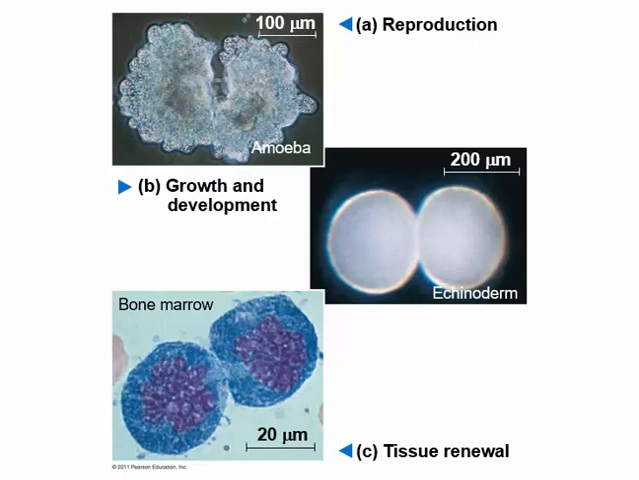If we think more in multicellular type organisms like ourselves, growth and development, you start off very small, a single cell, and become multicellular. And then tissue renewal in that multicellular organism. There's turnover of tissues. Tissues are replaced over time. And so all of these things require cell division.